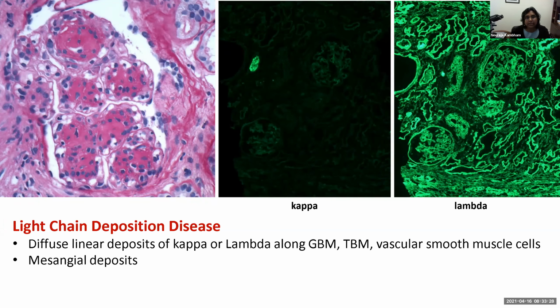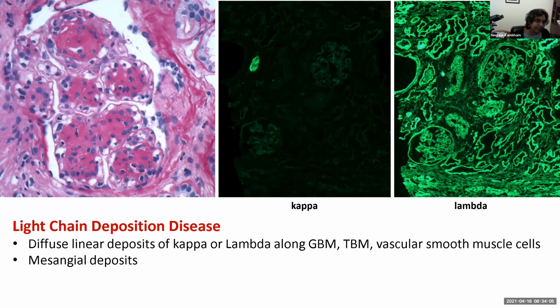But when we do the other modalities, immunofluorescence and electron microscopy, we do a whole complete panel of immunofluorescence. And we did that. There was linear staining of the glomerular and tubular basement membranes and even arterial basement membranes for lambda, but not for kappa in this particular case. So there is a light chain restriction, that's the term we use. It is a monoclonal deposition, and that would rule out diabetic nephropathy.